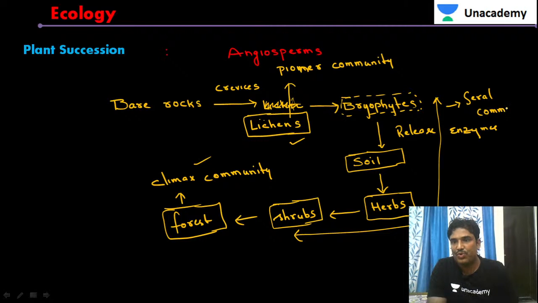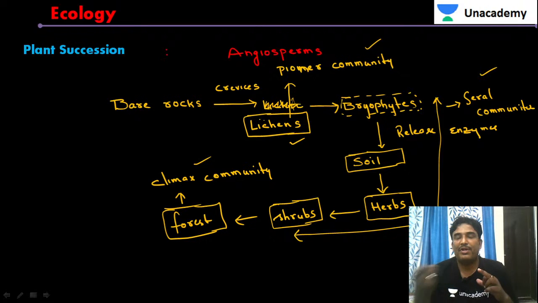So I have used three terms here. The first one is called a pioneer community, the second is a seral community, and the third one is called a climax community. We have to remember these terms. On the bare rocks, the first inhabiting organism is lichens, and they are called a pioneer community. Pioneer community means, in plant succession, the first community on the bare rocks.